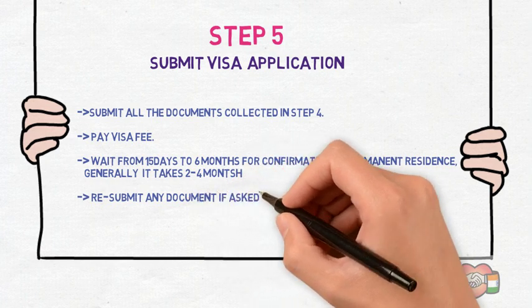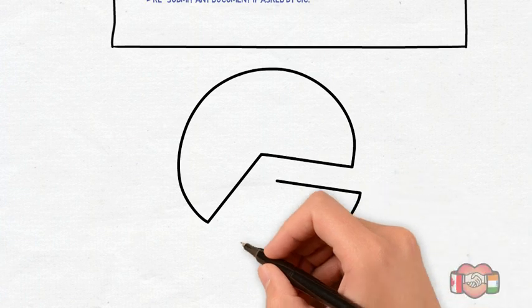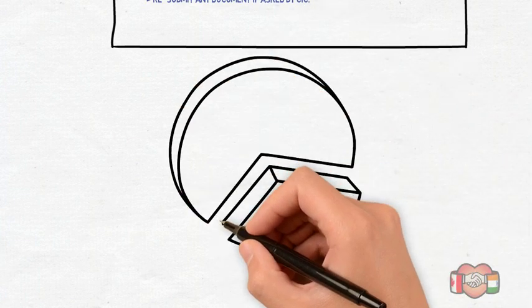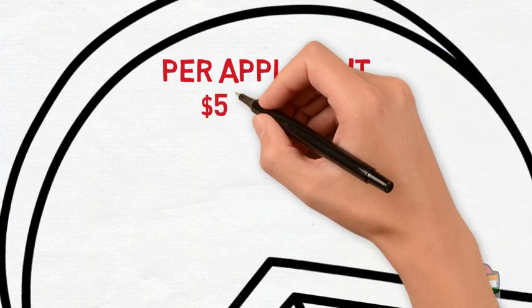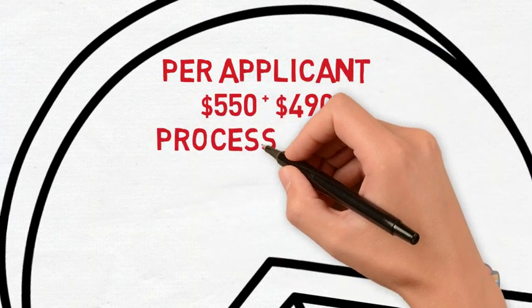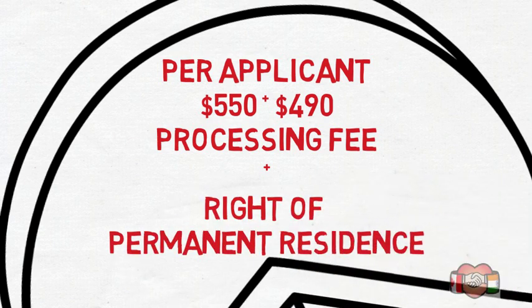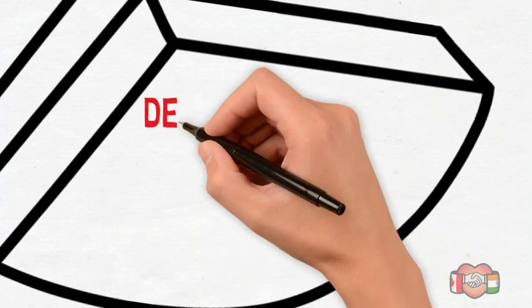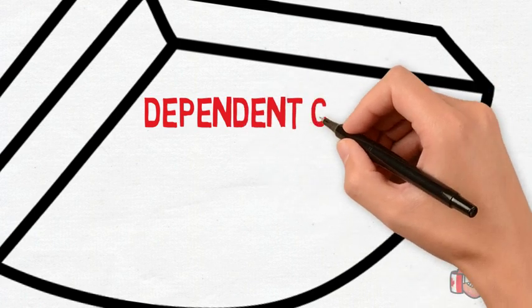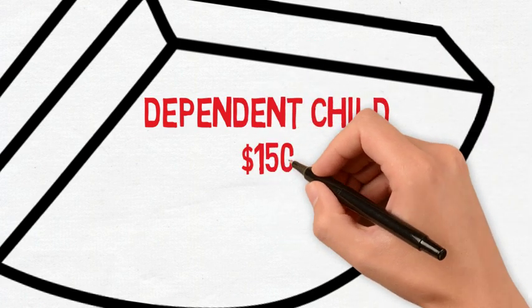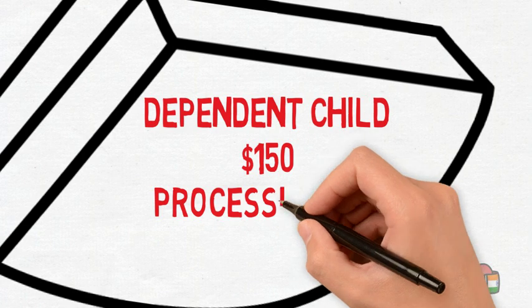For the primary applicant, there is a processing fee of $550 and right of permanent residence fee, that is $490. Same goes in the case of the second applicant. But for the dependent child, it is 150 Canadian dollars. However, do verify it from the CIC website as this keeps on changing from time to time.